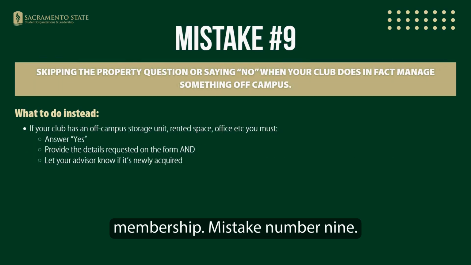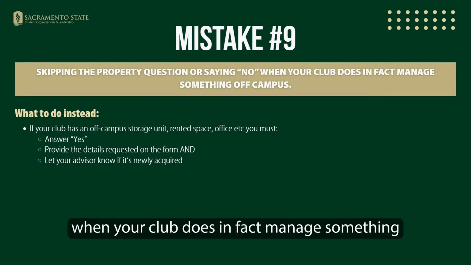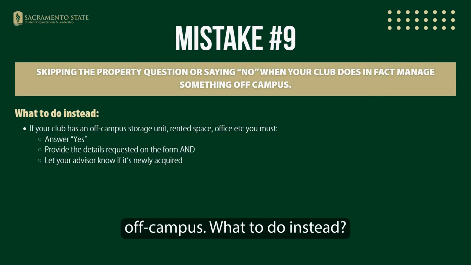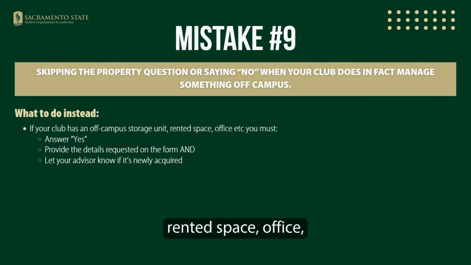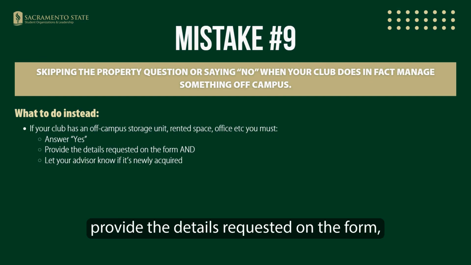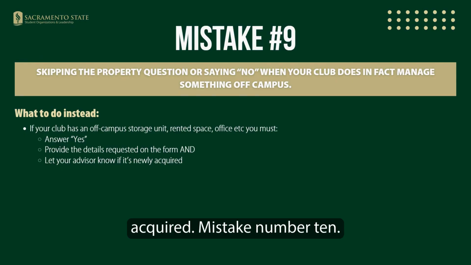Mistake number nine: skipping the property question or saying no when your club does in fact manage something off campus. What to do instead? If your club has an off campus storage unit, rented space, office, etc., you must answer yes, provide the details requested on the form, and let your advisor know if it's newly acquired.